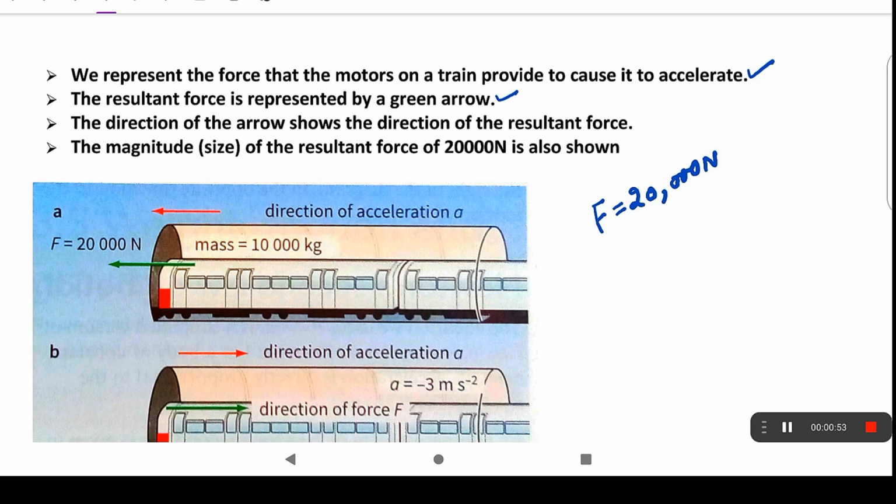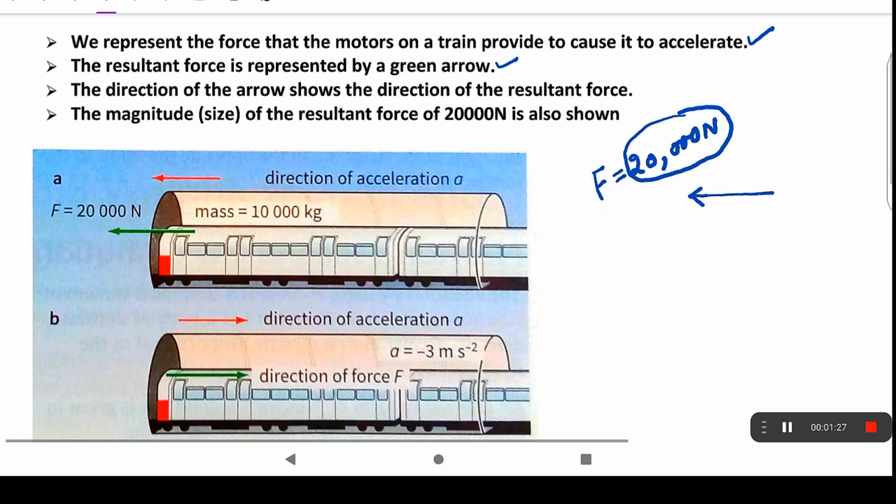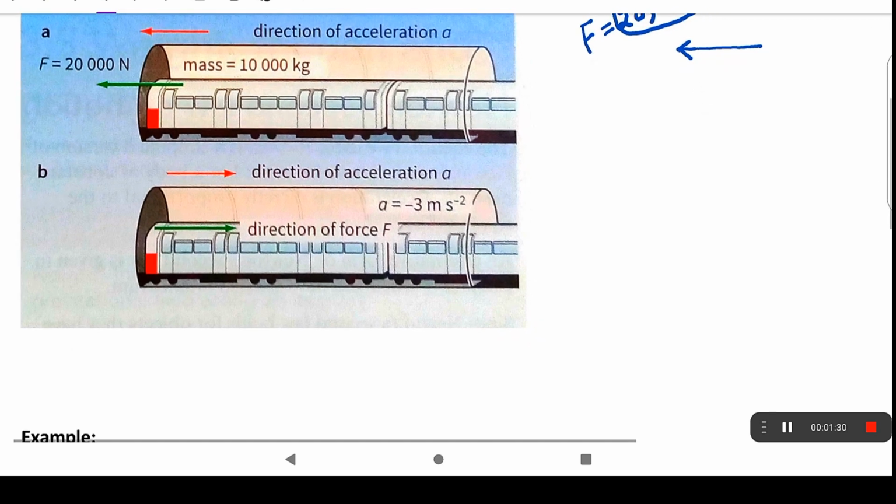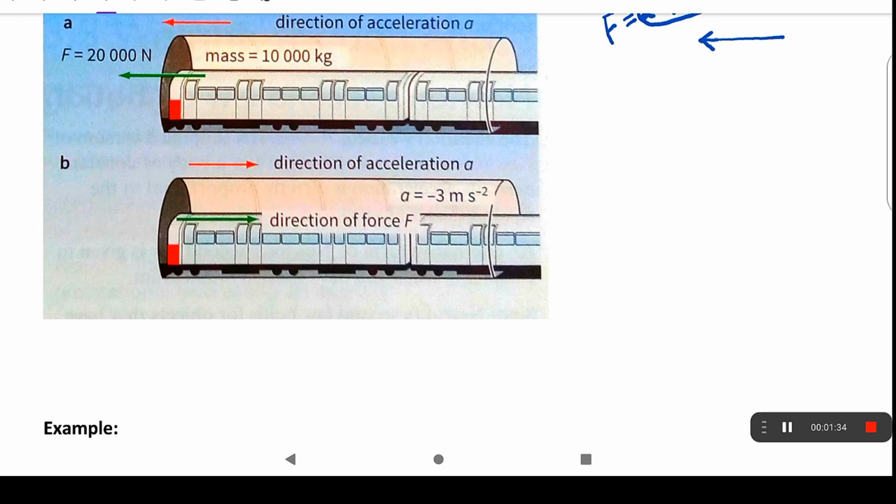Next point is the direction of the arrow shows the direction of the resultant force. Clearly it shows the direction of the arrow, so it is towards the left side. It shows where the force is applied. Next point is the magnitude. That means the size of the resultant force, 20,000, is also shown. How much is the force applied on this train? That is 20,000 Newton. And in part B there is also the train, but it is the second part, when the train is at the station, that means when it stops.